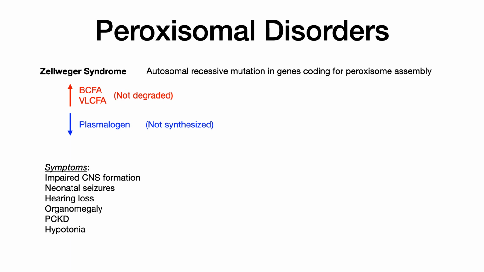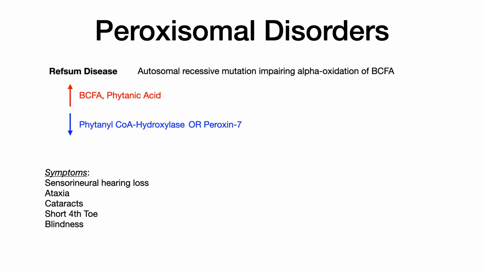Now let's move on to Refsum disease. And to be clear, because these are all peroxisome diseases, they will have some overlap, they will be similar. In Refsum disease, we have an autosomal recessive mutation which impairs alpha oxidation specifically. So because it's specifically alpha oxidation that gets impaired, it's just the branched chain fatty acids that can't be catabolized. So we get increased levels of branched chain fatty acids, specifically increased levels of phytanic acid. And we see decreased levels of phytanoyl-CoA hydroxylase or peroxin 7.